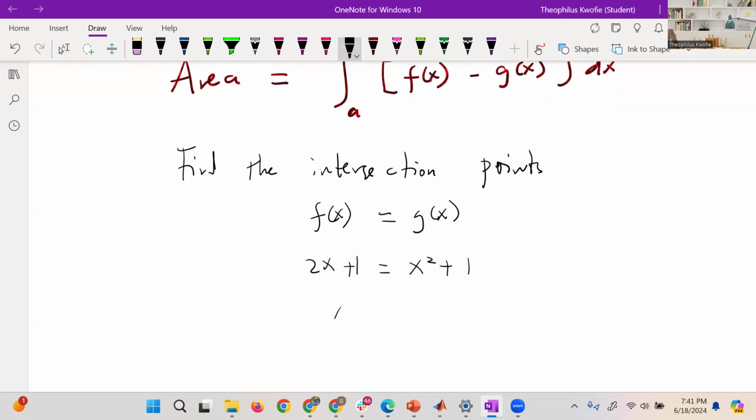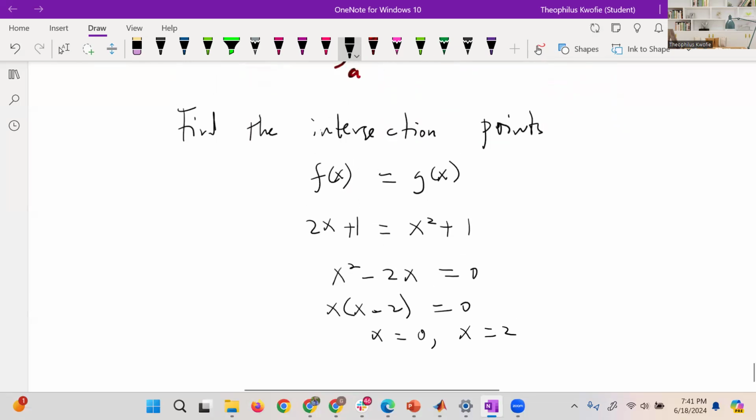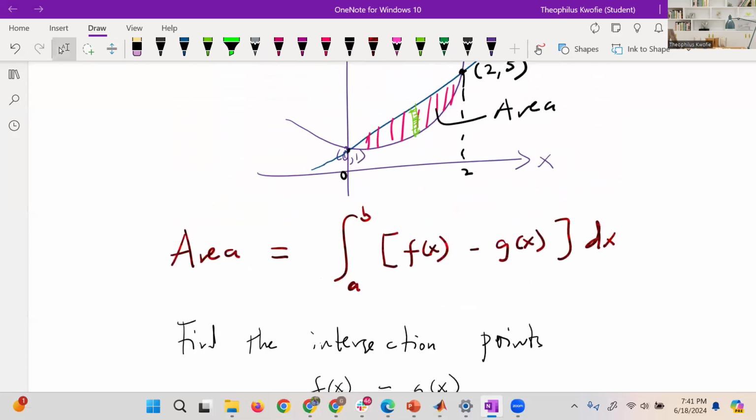So on that note, you're going to have x squared equal to 2x. When you perform the arithmetic, you should have x squared minus 2x equal to 0. When you factor out x, you get something beautiful as so. These are your points of intersection. That's what we have here.